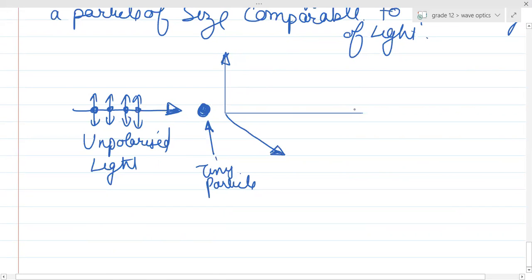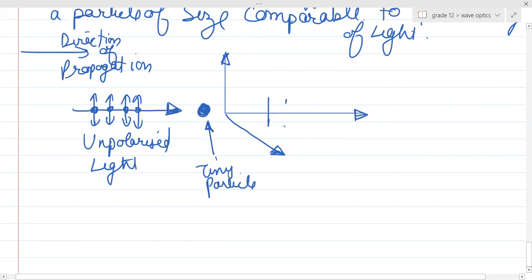Okay, let's say guys, this is the initial direction of propagation of the incident light. So guys, when this unpolarized light was absorbed and then re-radiated by this tiny particle, it got split into three parts. It was observed that in the direction similar to the initial direction of propagation, the light ray becomes partially polarized.